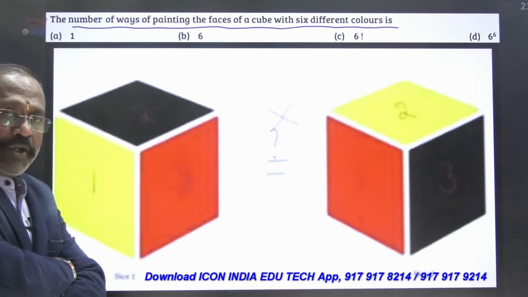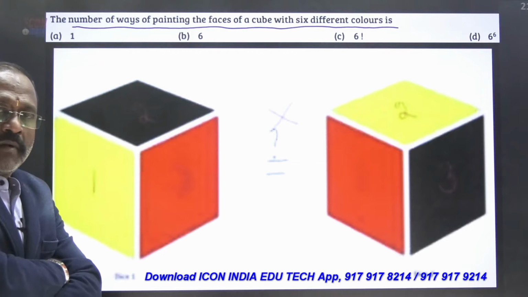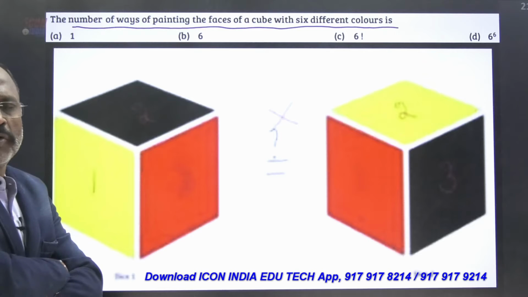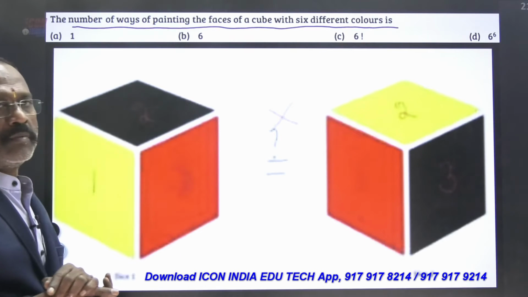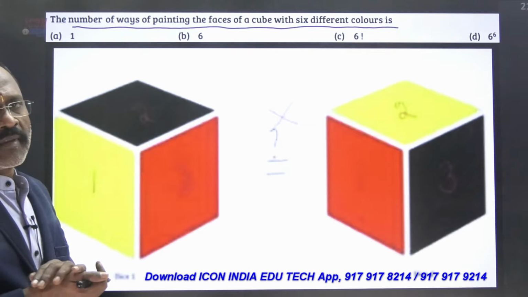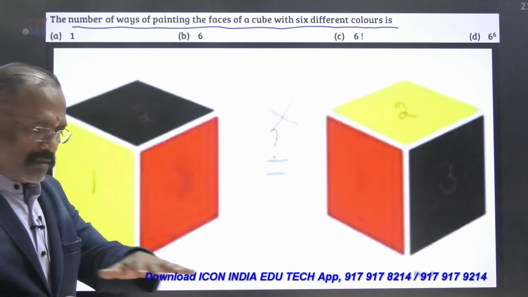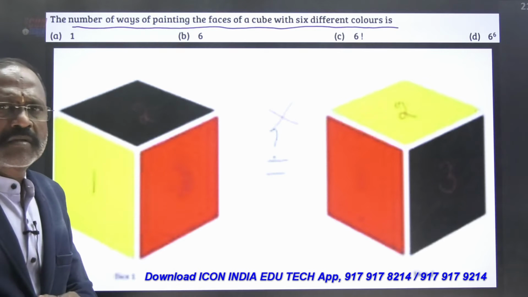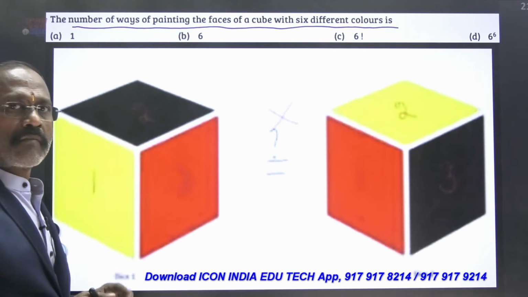How many faces will be there for a cube? 6 faces. A cube contains 6 faces. What is the surface area of each face? Equal. No change at all. Is there any base for the cube? No base. Whatever face is occupying the floor, that will be the base. So the base can be any face here.